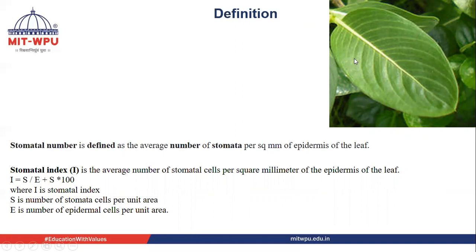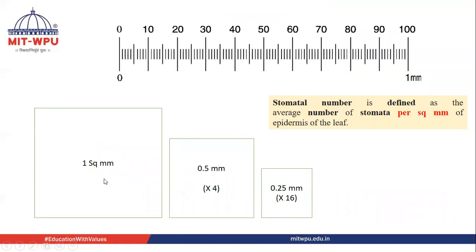And stomatal index is S upon E plus S into 100, where S is the stomatal number and E is the number of epidermal cells. As we know, guard cells are surrounded by subsidiary cells and subsidiary cells are surrounded by epidermal cells. So in 1 square mm, we have to count the number of epidermal cells, from which we can calculate the stomatal index. So how to do it, we'll see.